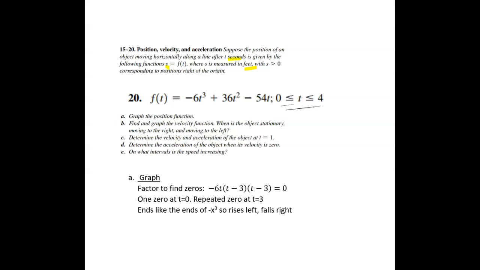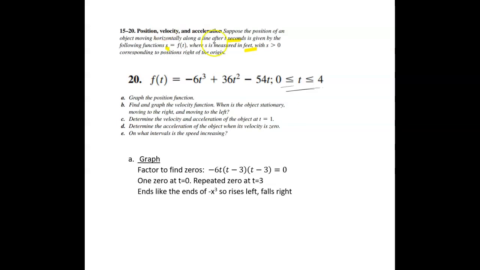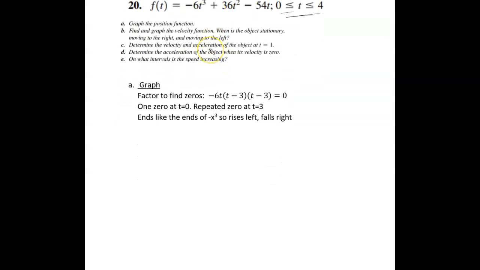So the first question says graph the position function, and I've written that down here. So in order to graph a function manually like this, and the functions in the text are selected such that they're very factorable, what you really want to do is find the zeros first. So in pre-calculus 1, the way I teach it is you find the zeros and you put the zeros on your graph.